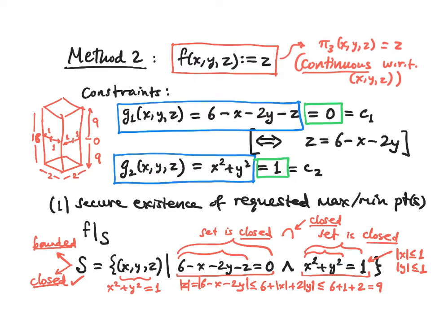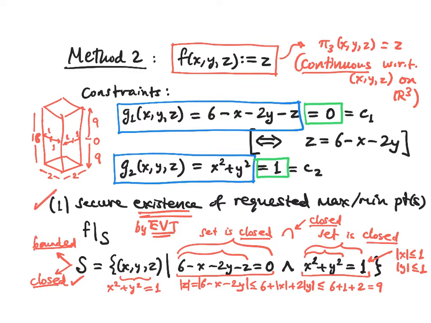In fact, its region of continuity is the entire xyz space. So let me be even more precise and say that it's continuous on the entire R3. Okay, so certainly because S is compact and the function f is continuous on that set, the extreme value theorem applies. And the existence is thereby secured by EVT. So that's step 1.